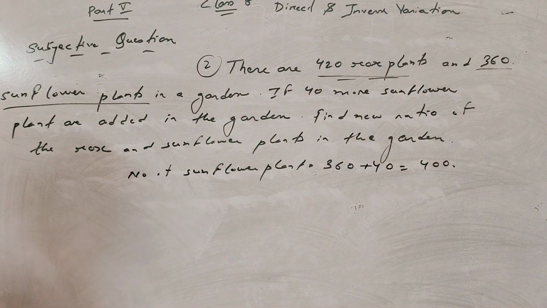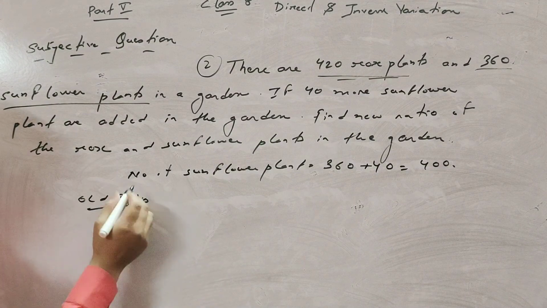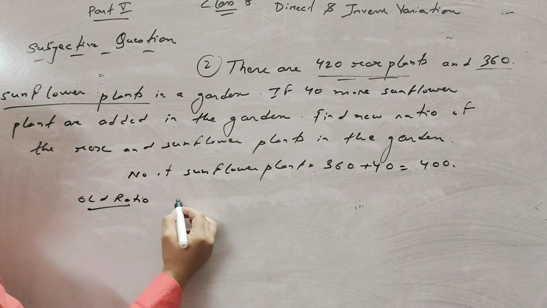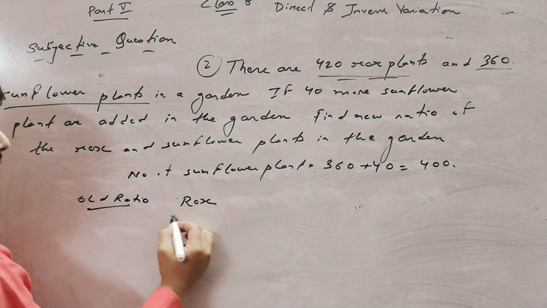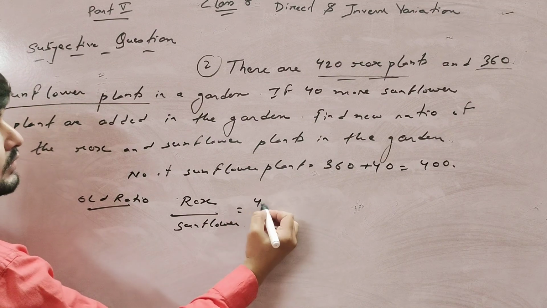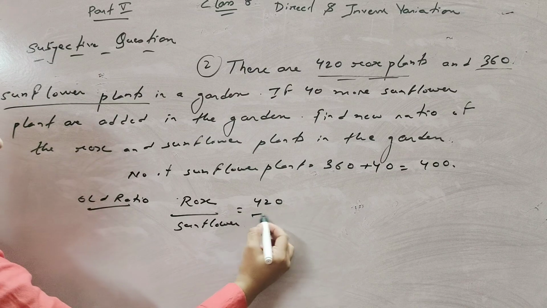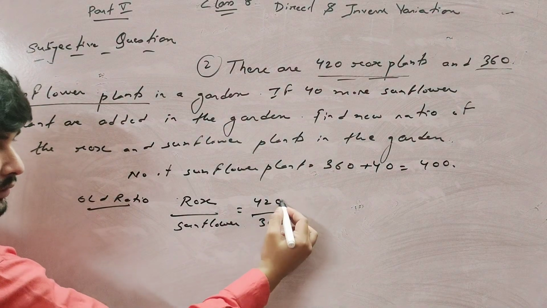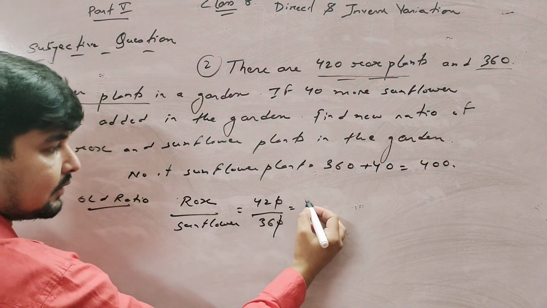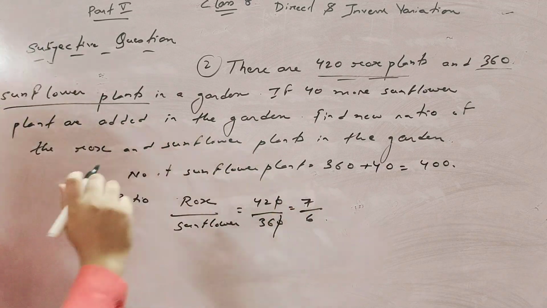Okay, find the new ratio. First of all, you find the old ratio. What is the old ratio between the rose and sunflower? The old ratio is rose 420 and sunflower 360. It is the old ratio. Simplifying, 7 6, sorry, 7:6.